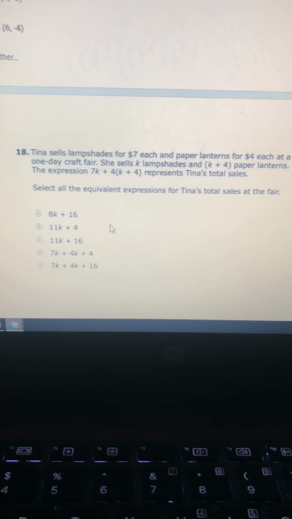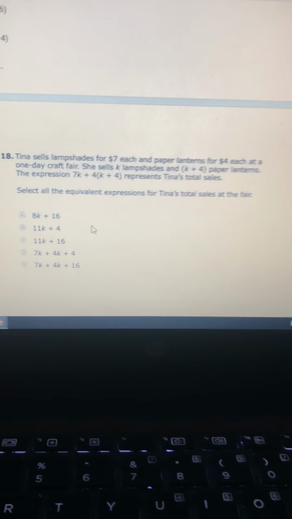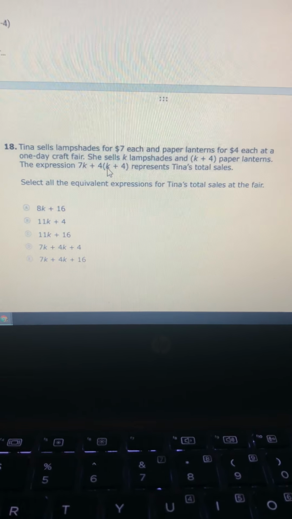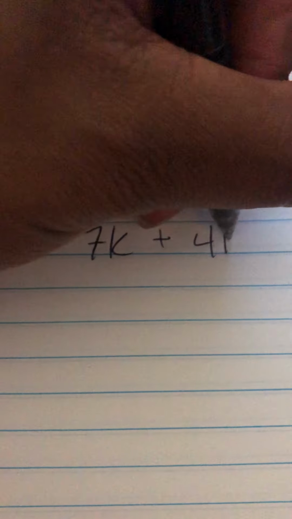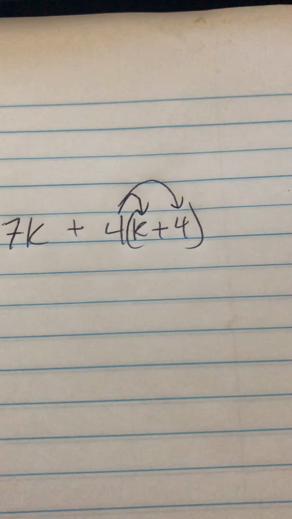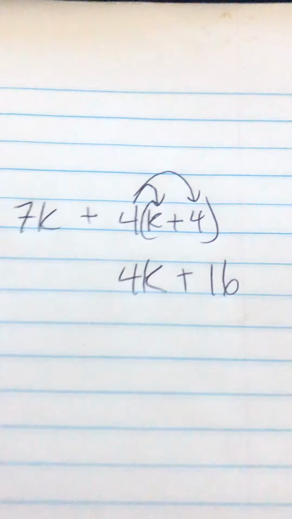Man, I don't even know how to tell you what to do with this because you should know. You're going to do parentheses first, 4K, right? Okay, I'll write it down because I heard somebody say, write it down. All right, so we have 7K plus, oopsies, 4 times K plus 4. So we know we have to take whatever's on the outside and times it by whatever's on the inside. Remember that? You guys better remember that. 4K plus 16 plus 7K.